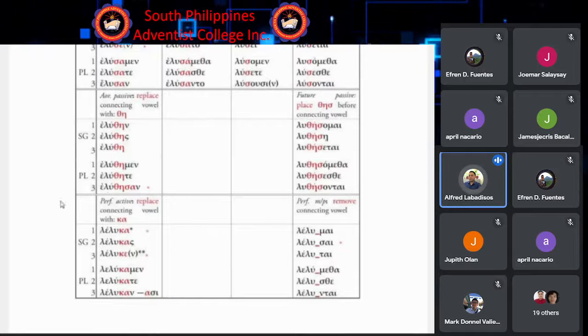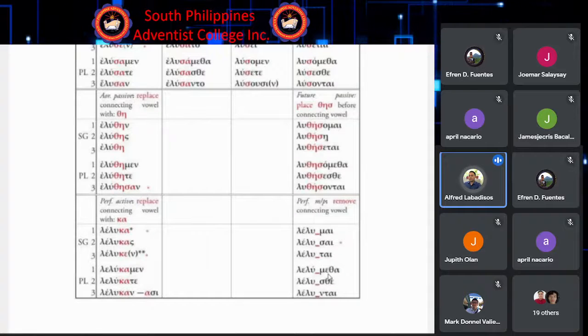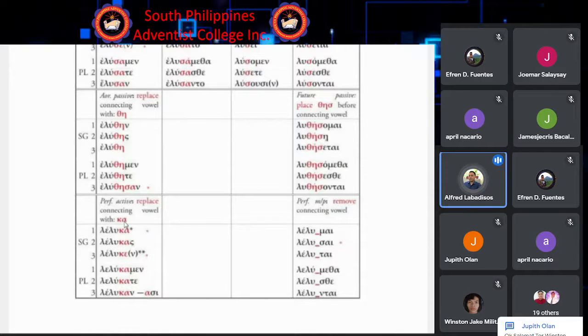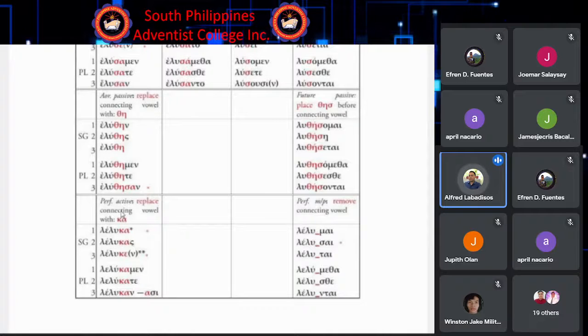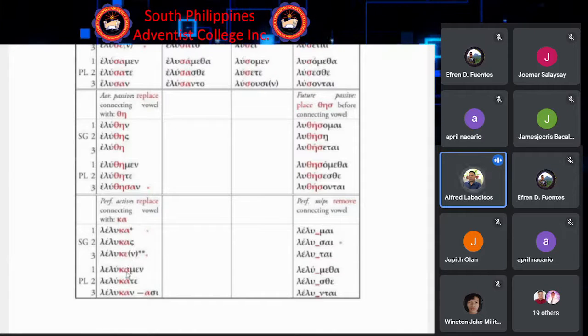Then we have the perfect form. We have the active and the middle or passive form. For the perfect active, the tense identifier is ka. The aorist is sa, while the perfect is ka. We have ka, kas, ke, kamen, kate, kan. Simple, very similar to the aorist active form. Because the aorist is sa, with sate, san, but of course with the augment. While for the perfect, the tense identifier is ka: ka, kas, ke, kamen, kate, kan.